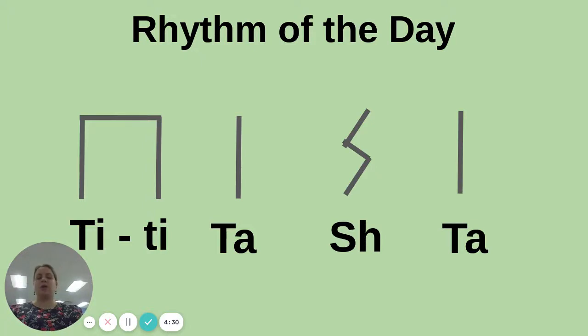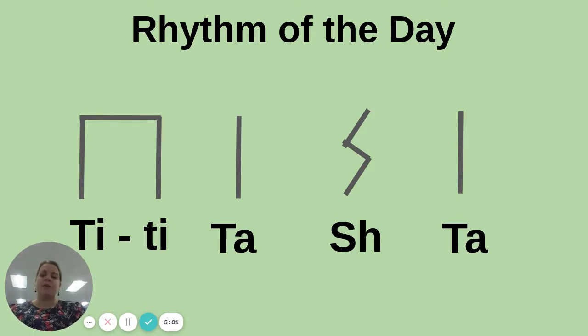Next, we have our sh sound. A sh and a ta last the same amount of time. The only difference is that when we see the sh, we don't make sound, and when we see the ta, we do make sound. Okay? So those first three sounds are ti, ti, ta, sh. And we have a ta at the end, straight line up and down, kind of slow, it just makes one sound on its own.